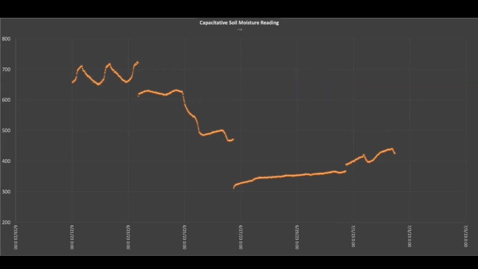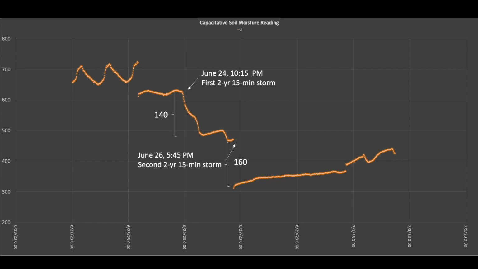That same sensor operating in a silty clay can yield a drop of 140 to 160 units in response to simulated storms. This suggests these sensors may be useful for monitoring infiltration at various depths in response to a rainfall or irrigation event. However, I suspect the nonlinear shape of their response curve limits their use in that they will likely underestimate soil moisture loss as a soil column dries out.